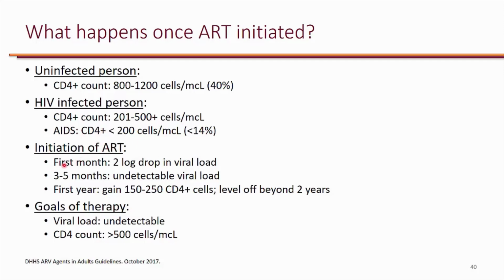So for the viral load, in the first month we should expect to see a 2 log drop. A 2 log drop means the way logs work is that you basically divide by 10. So if the viral load goes from 1,000 to 100, we call it the 1 log drop. So you just drop a zero. But if it goes from 1,000 to 10, that's a 2 log drop. You just drop two zeros, or divide by 10 two times.